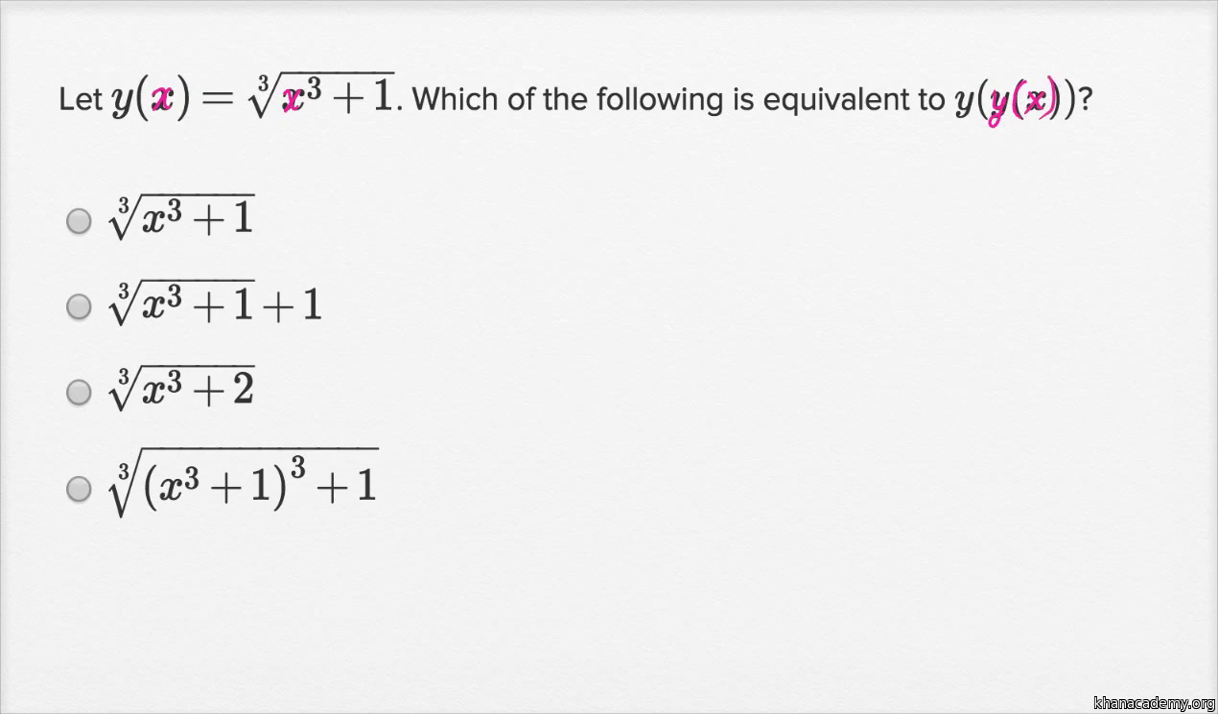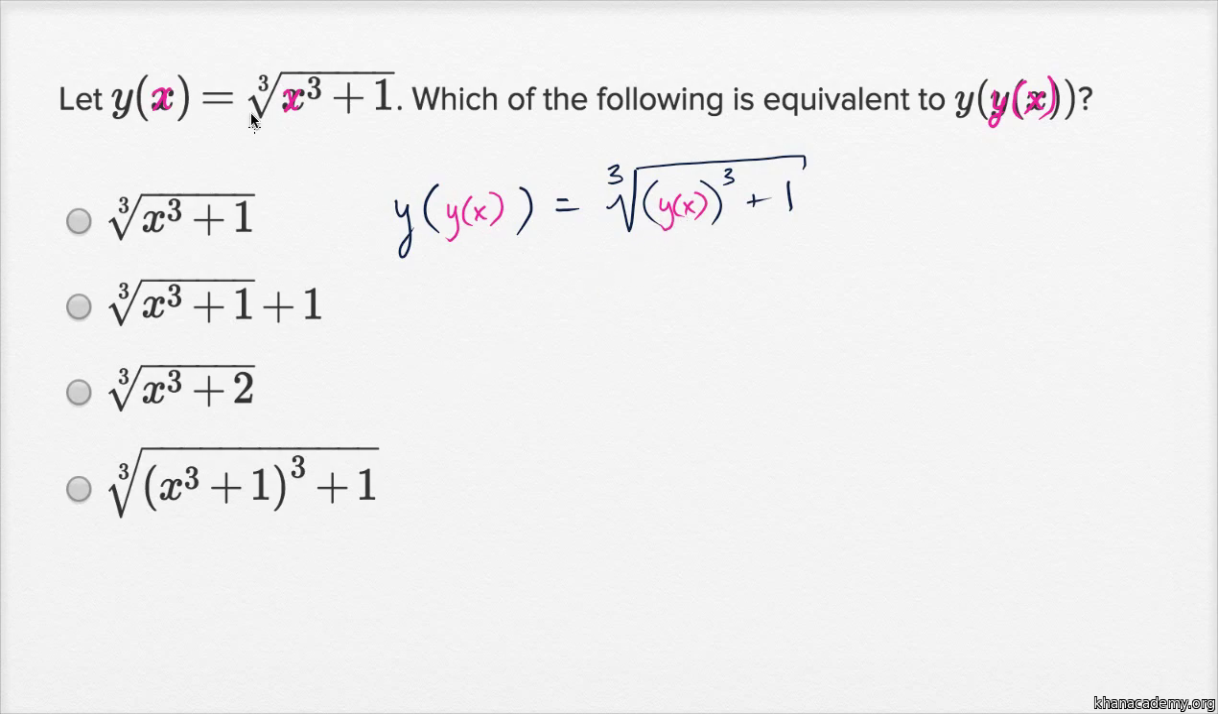Well, to evaluate y of y of x, everywhere where we see an x here, we would just replace it with a y of x. It might seem a little bit daunting because it's referring to itself, but it should all make sense in the end. So we're going to have something to the third power plus 1, and in this case, that something is y of x.